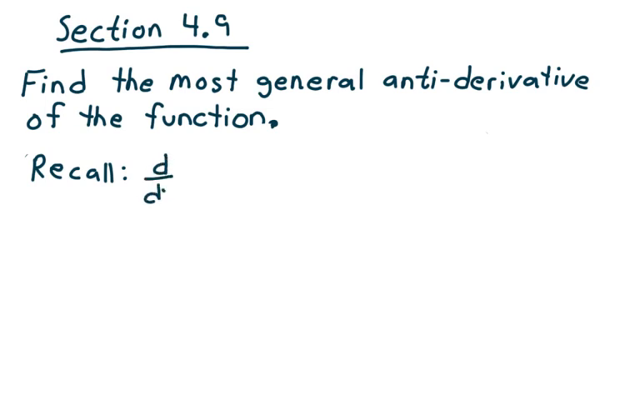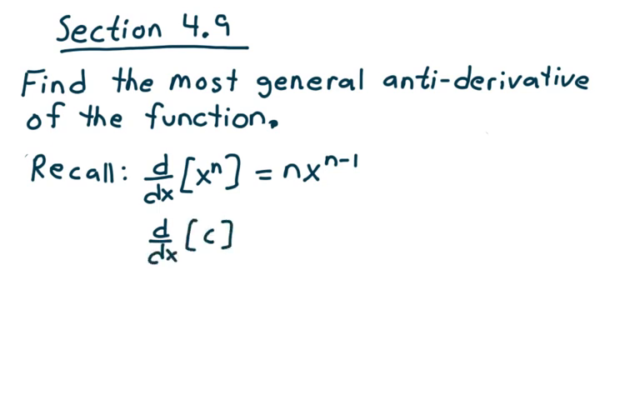The derivative of x to the n, this is the power rule, is equal to n x raised to the n minus 1. The derivative of any constant is equal to 0. Okay? Now, suppose I give you the following function. Suppose I give you f of x is equal to x squared.